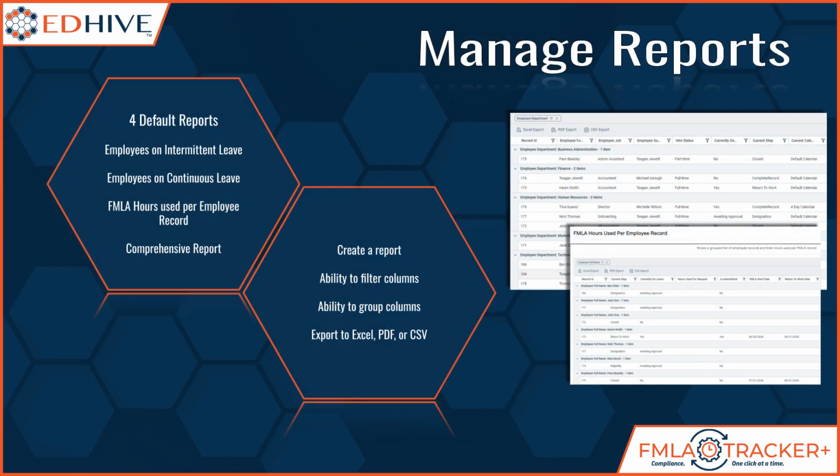Our reporting tool is robust and includes 4 default reports: employees on intermittent leave, employees on continuous leave, FMLA hours used per employee, and a comprehensive report. You also have the ability to create custom reports by selecting, filtering, and grouping columns. All reports can be exported to Excel, PDF, or CSV formats.